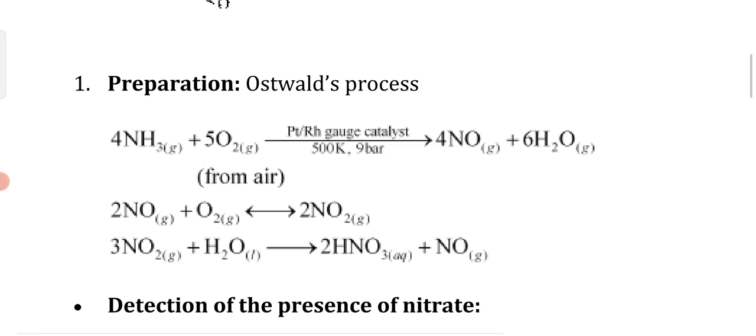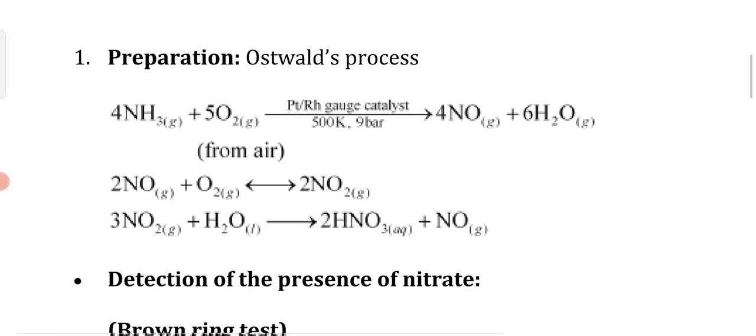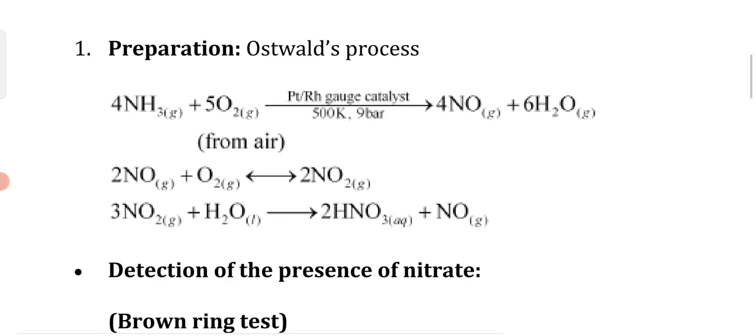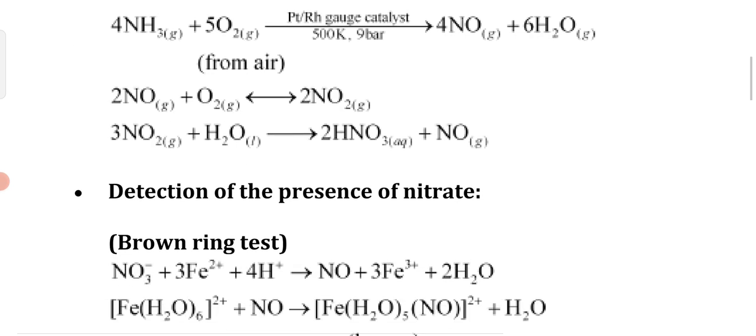Now NO plus O2 produces NO2. Now NO2 plus H2O produces HNO3, that means nitric acid. These steps occurring for the preparation of nitric acid are called the Ostwald process.